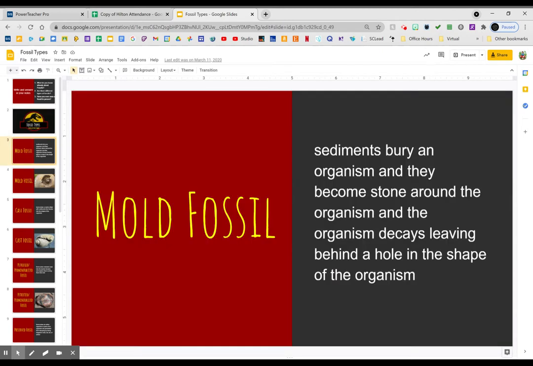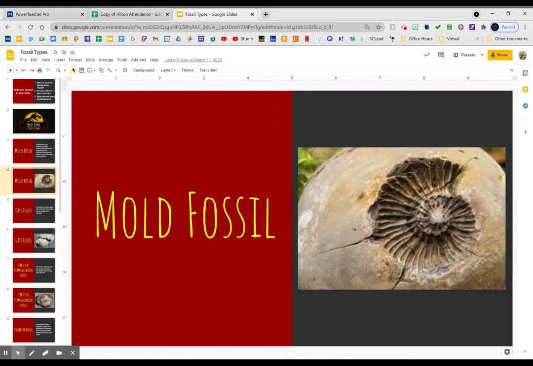All right, so the first type of fossil is a mold fossil. Sediments bury an organism, the sediments become stone around the organism, and the organism decays, leaving behind a hole in the shape of that organism. If we think about a mold fossil, it would be kind of like a cake pan, okay? If you've ever had a bundt pan, it would look almost like this.